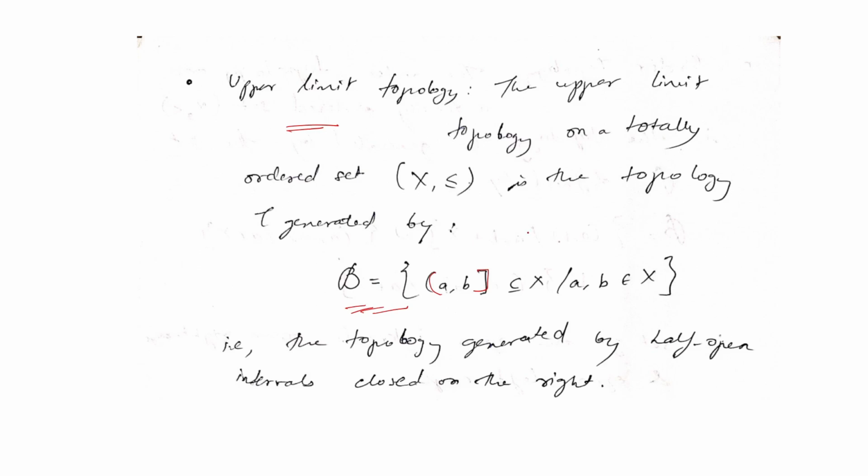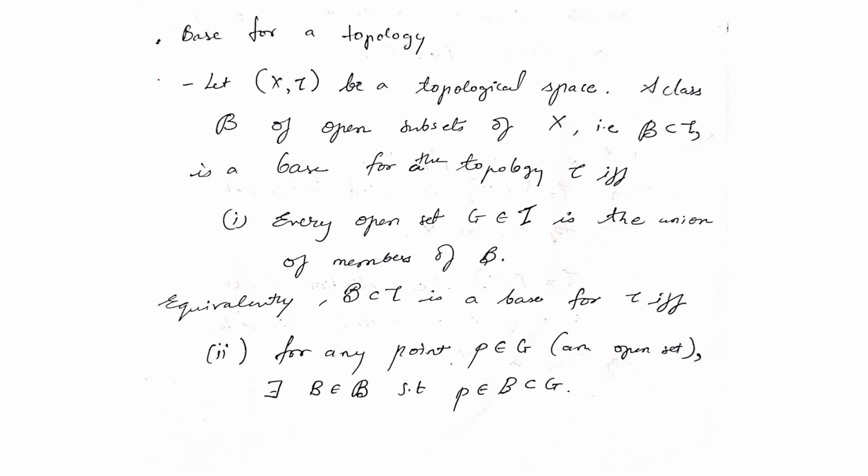Okay, and then next comes our main idea, that is base for a topology. What is a base for a topology? In the previous discussion session, we discussed what topological spaces are and what conditions should be satisfied for being a topological space, right? We have to satisfy three axioms.